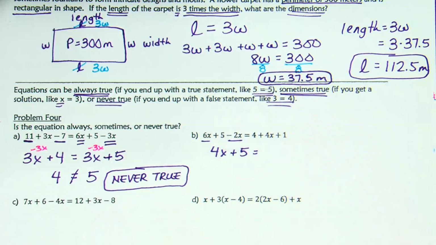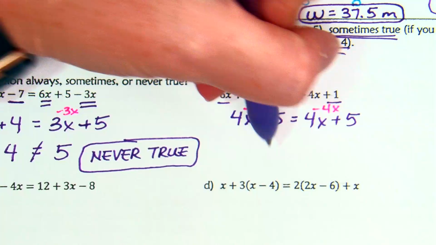So yesterday the example was 4 does not equal 5, so we said never true. Today the example is 5 equals 5, so it's always true. How do we know something is sometimes true? If you get an x or a variable. Doesn't sound like it's been a big deal to people, but okay. Let's go to the back two.